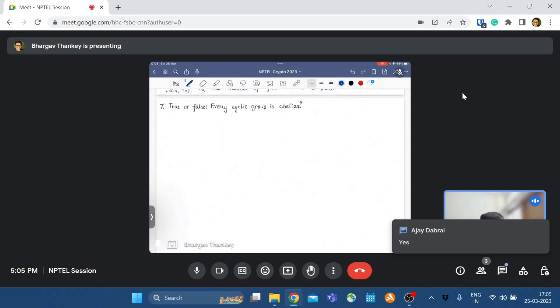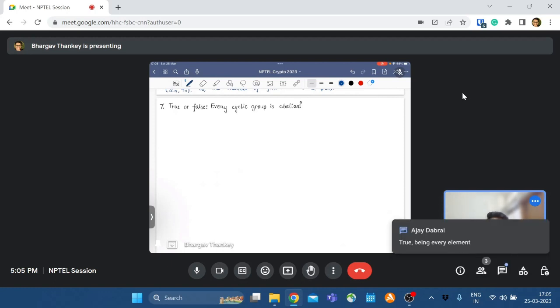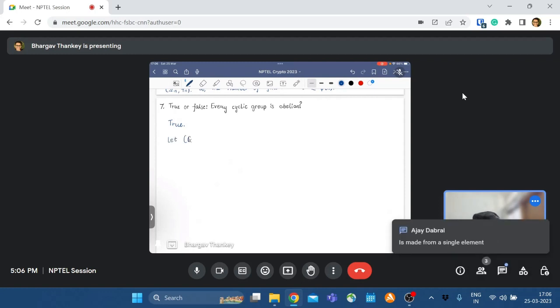The next problem is the following: is the statement true or false? Every cyclic group is abelian. Is this true or false? Yeah, so this is true. The reason is the following.